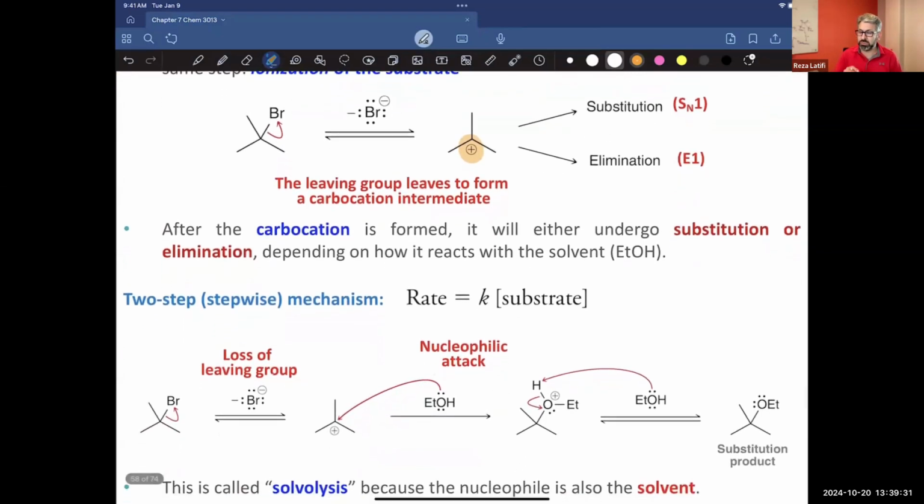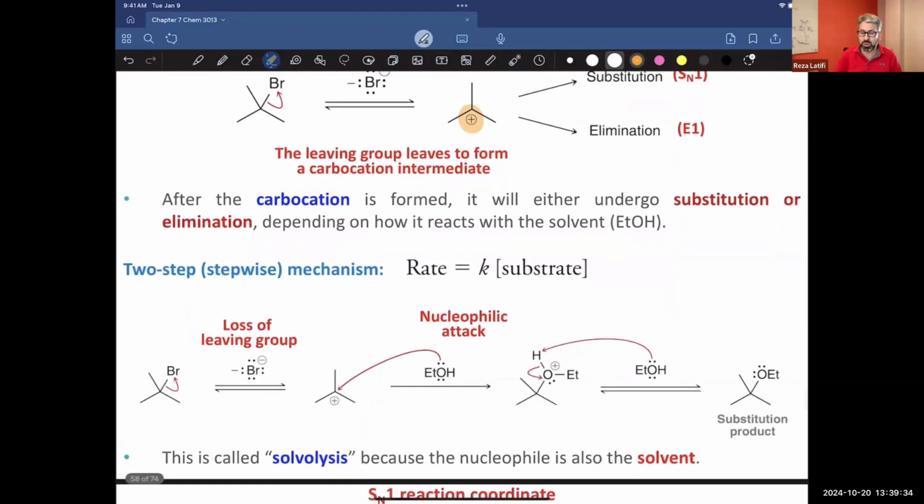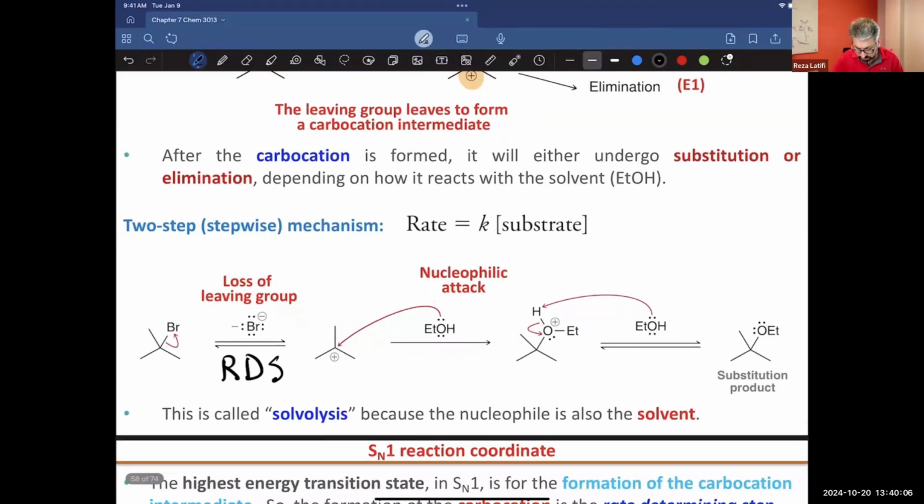And the mechanism will only be subject to the concentration of the substrate. Why only the substrate? Because the rate determining step is taking the leaving group out of the substrate, or breaking the bond between the leaving group and the substrate, the starting compound. So this is going to be the rate determining step, and you need to know the activation energy for it. The activation energy for this step is going to be the highest one.